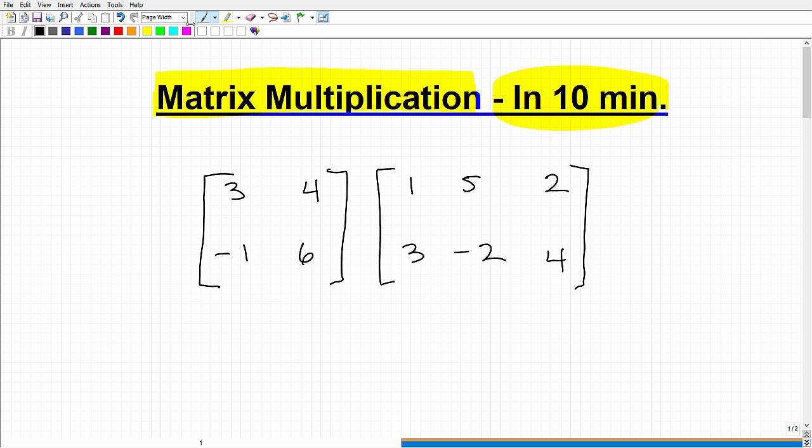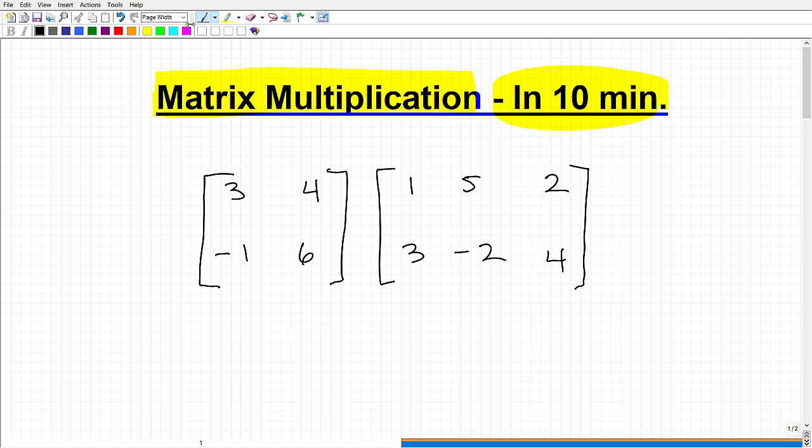And let me just say one additional thing. This is just going to be a quick example. I think you'll understand from this example, though, generally how to multiply two matrices. But if you're struggling with this topic, you may need additional help beyond this video, okay? But this should help you tremendously. Okay, so let's get right to it.